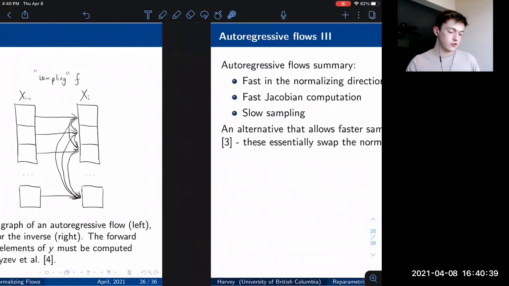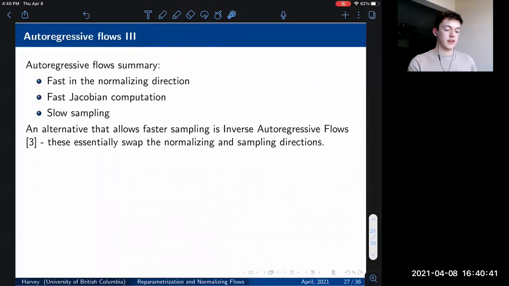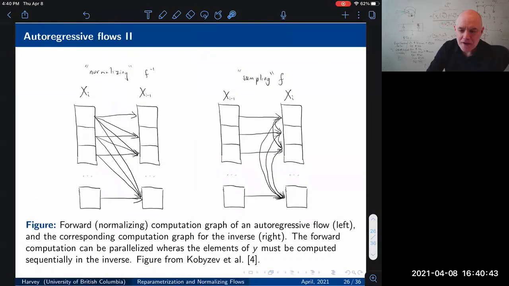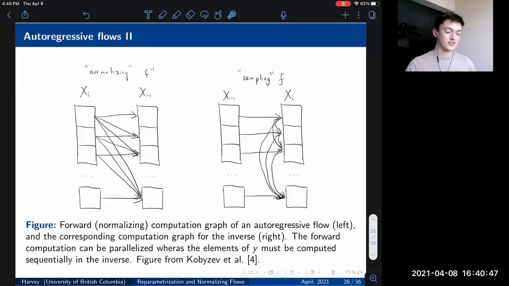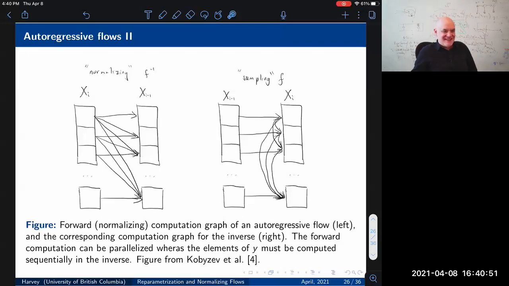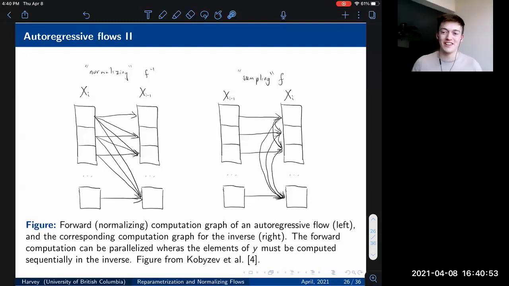I don't think you need to credit Kobazev for that figure anymore. I should say inspiration from Kobazev. They did not include a hand-drawn figure.